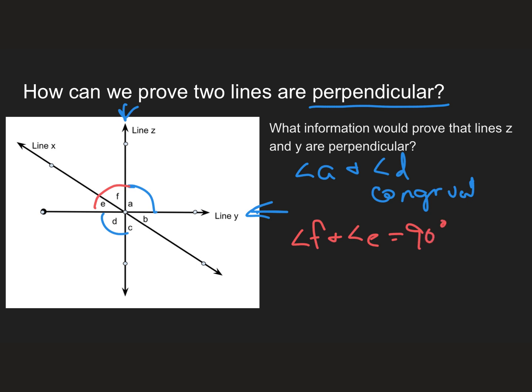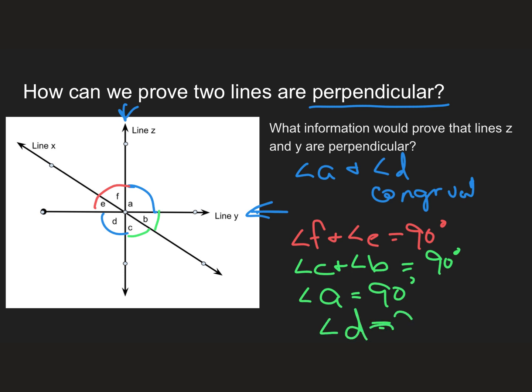But if I know that, let's say, angle F and angle E equal 90 degrees, or if I know angle C and angle B equal 90 degrees, or if I know angle A equals 90 degrees, or if I know angle D equals 90 degrees, all those things would tell me they're perpendicular. Anything else, not really so much.